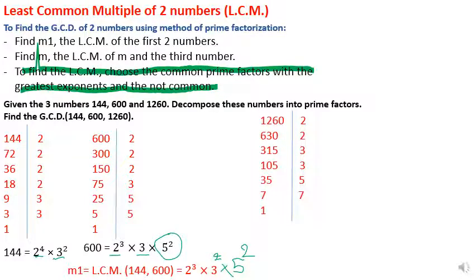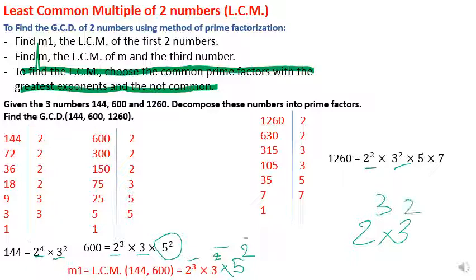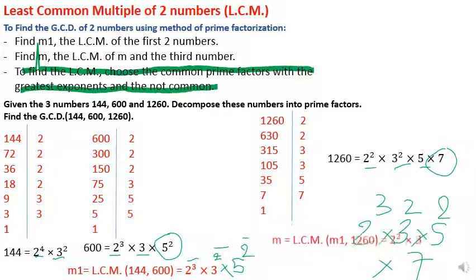Now 1260, the least common multiple between those two, as you can see here, we have 2 to the power 3, here we have 2 to the power 2, so we choose 2 to the power 3. 3 to the power 2 and 3 to the power 2, of course, we're going to choose 3 to the power 2. 5 to the power 2 and 5, we're going to choose 5 to the power 2. And 7, it's not common, so I'm going to write it as well. So that's the LCM of the two numbers.